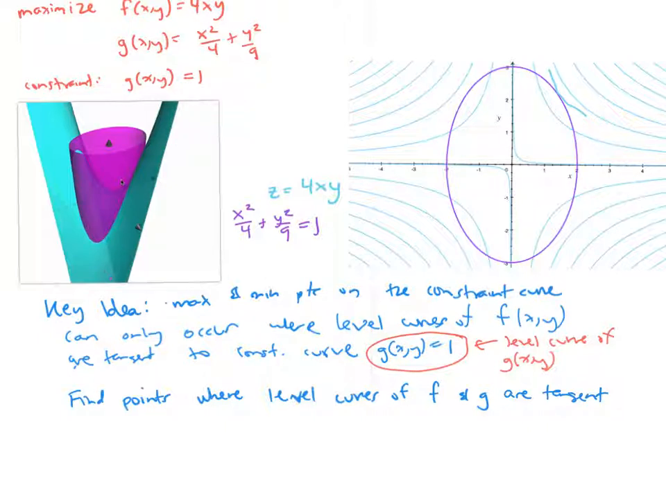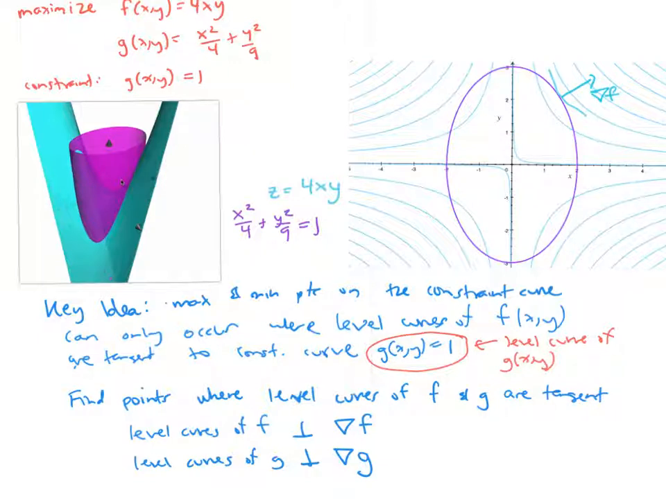Since the level curves of f are perpendicular to the gradient of f, and the level curves of g are perpendicular to the gradient of g, we're looking for places where the gradient of f and the gradient of g are parallel to each other. So we want the gradient of f to be parallel to the gradient of g, or in other words, the gradient of f should be a multiple of the gradient of g for some number lambda.